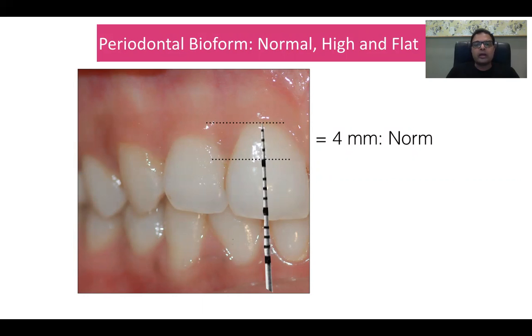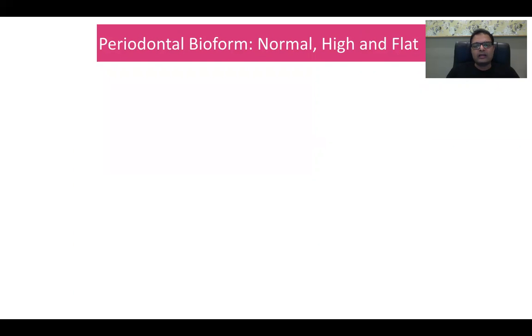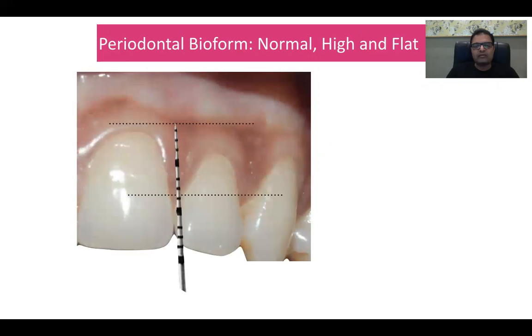One of the terminologies that is actually a much better one to use is the periodontal bioform. The bioform describes the distance between the crest of the interdental papilla between two teeth and the height of the gingival margin on the buccal side. It describes the periodontal bioform as normal, high, and flat. The normal bioform is where the distance is around 4 millimeters. On the other hand, the high bioform is where the distance is much more than 4 millimeters.